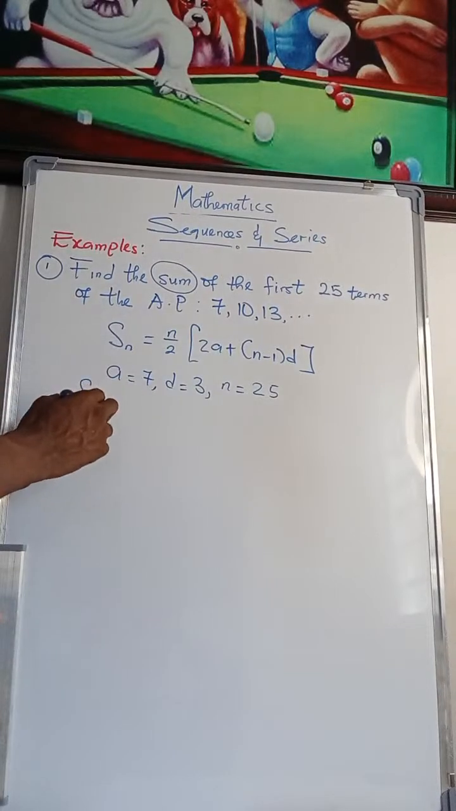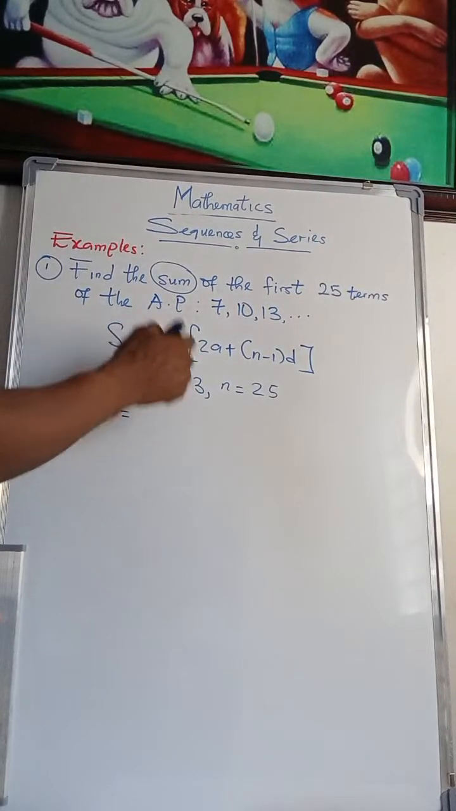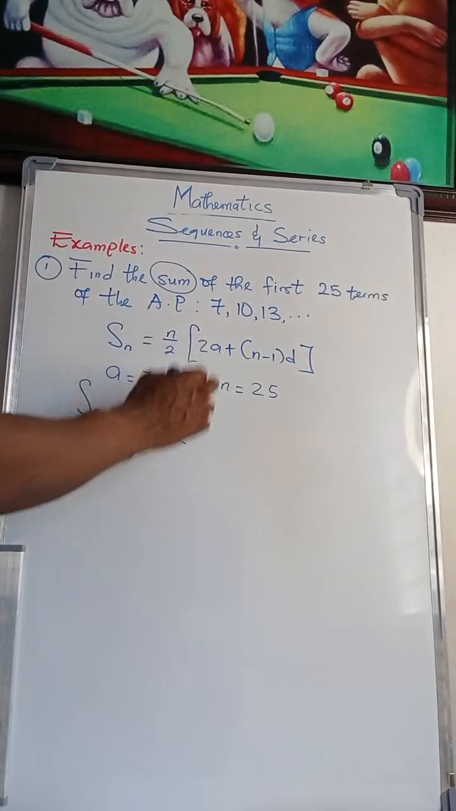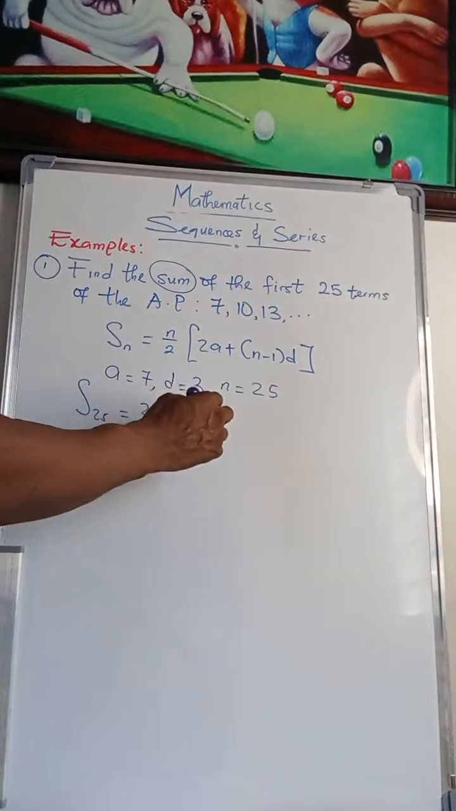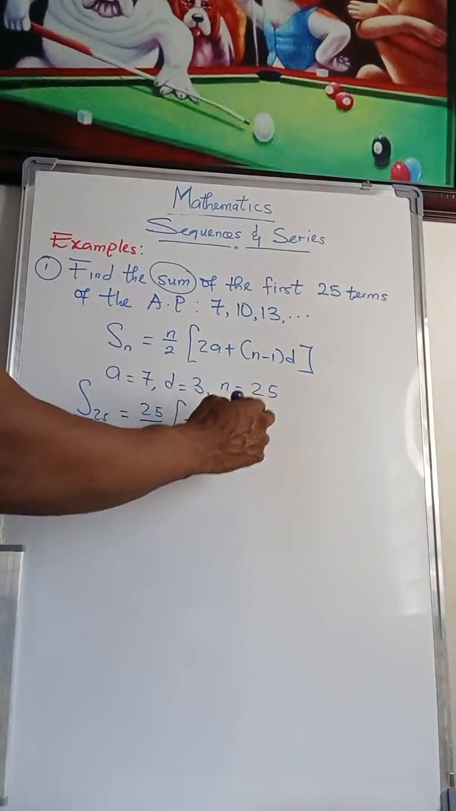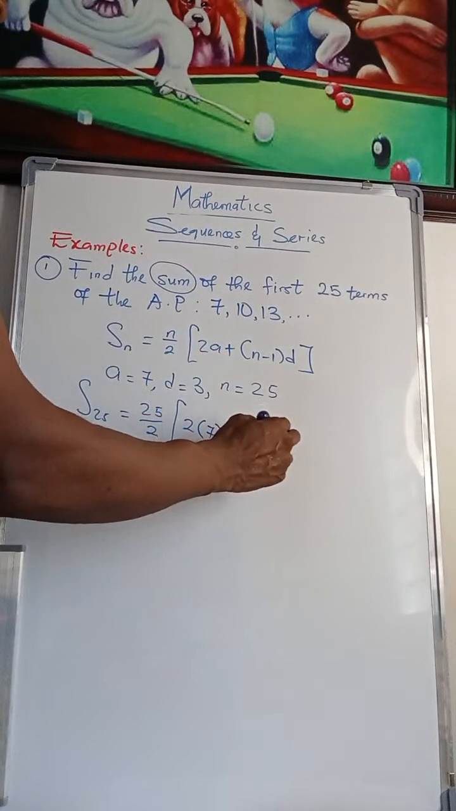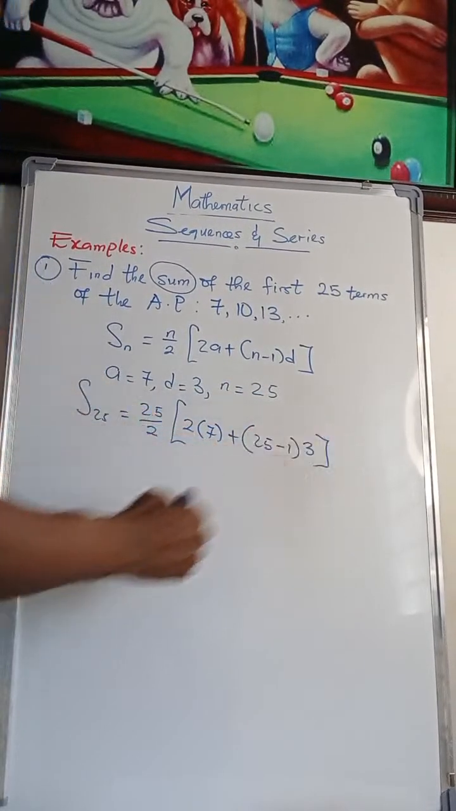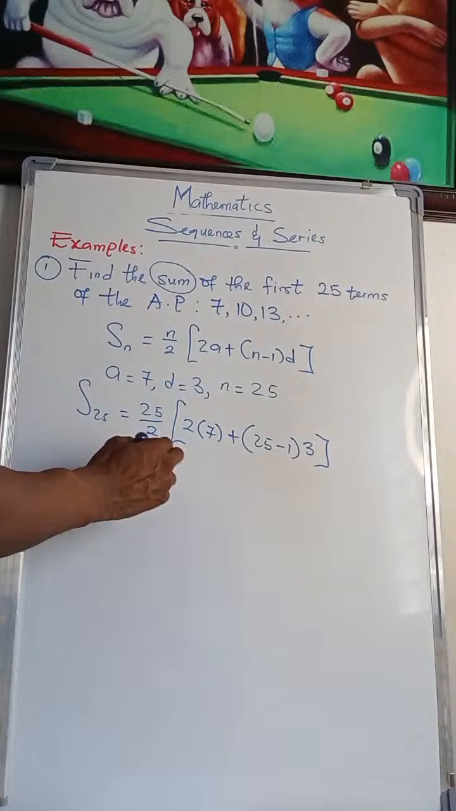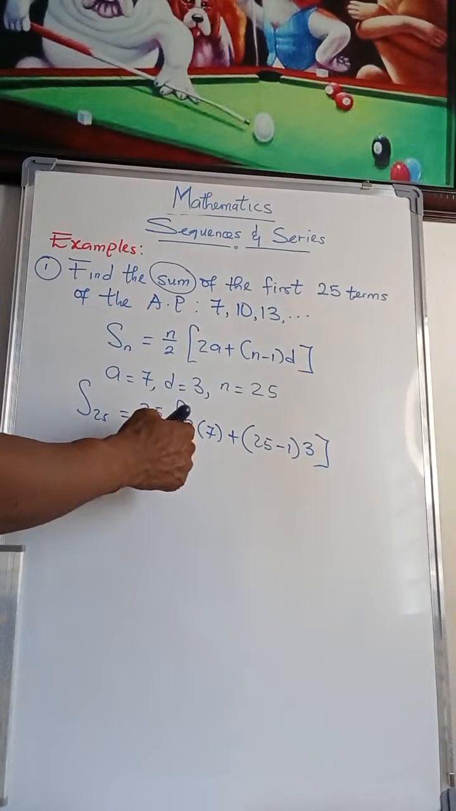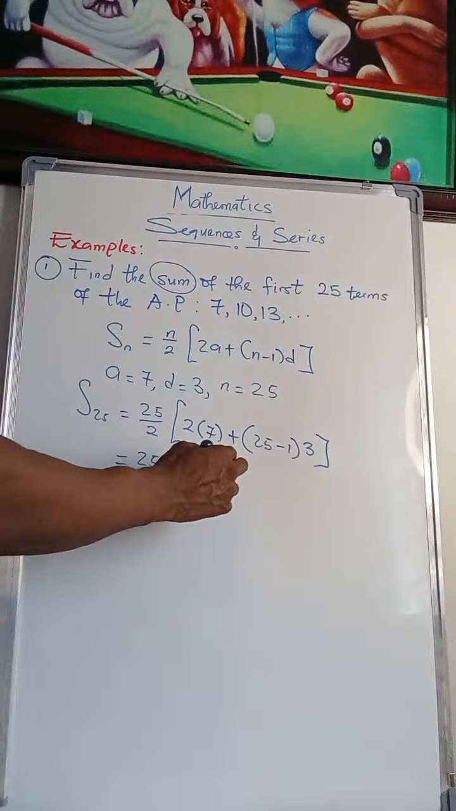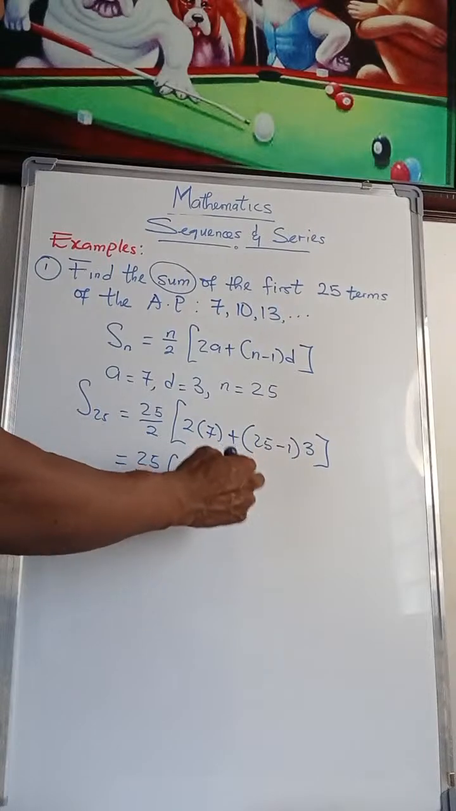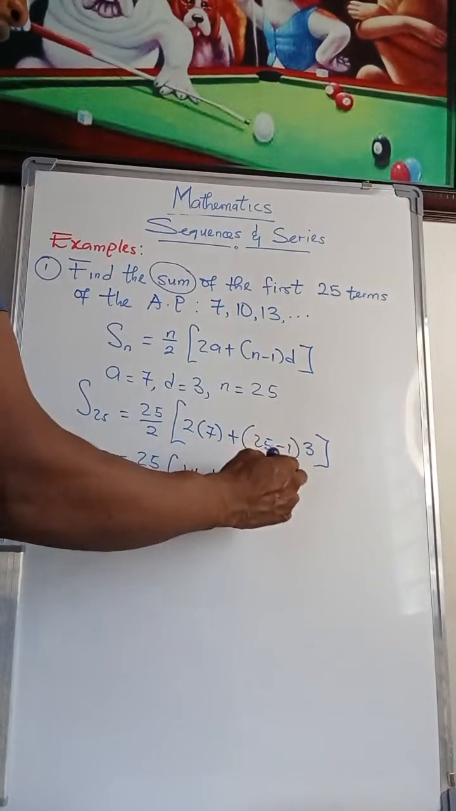Now let's start. The sum of the first 25 terms, our n is 25, so we have 25 over 2. Then 2 times our a, which is 7, plus our n, which is 25, minus 1, and our common difference is 3. Write 3 here. So now we have 25 over 2, 2 times 7 is 14, plus 25 minus 1 is 24, so we have 24 multiplied by 3.